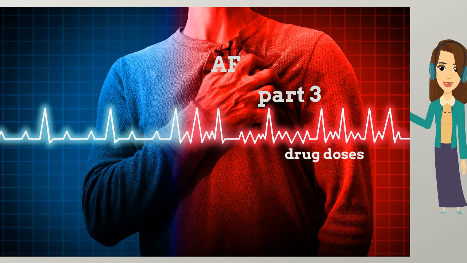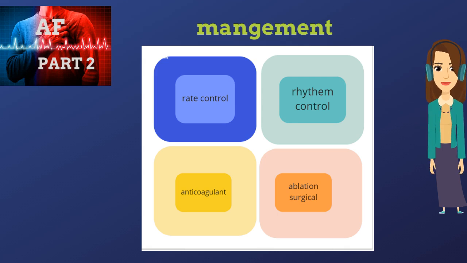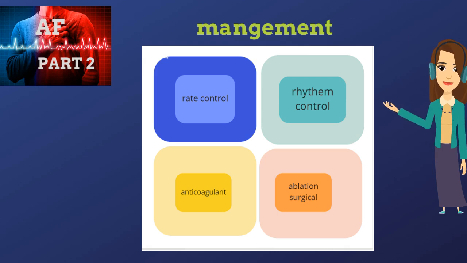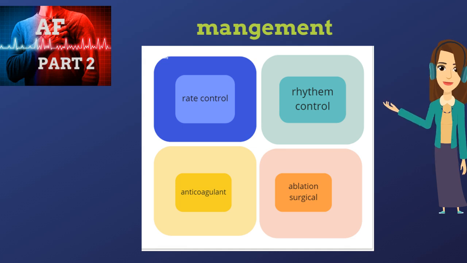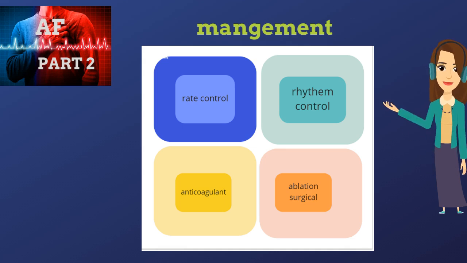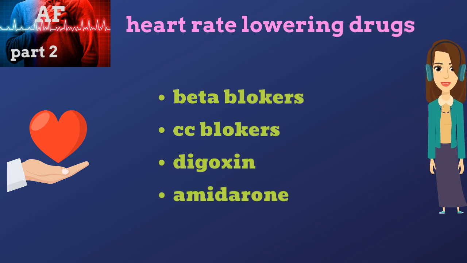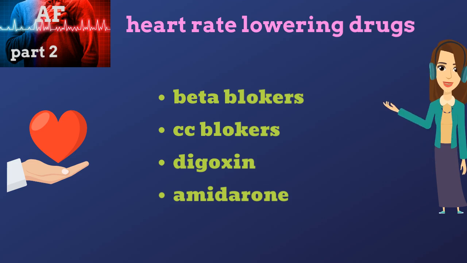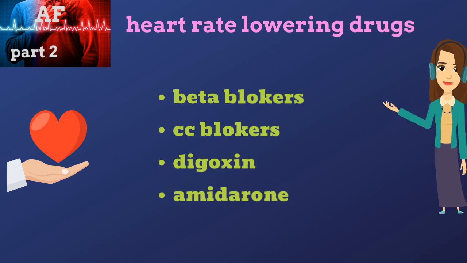Today we will speak about management of AF. So let's start. Management of AF includes heart rate lowering drugs, antiarrhythmic drugs, anticoagulant, and catheter ablation or surgical therapy. Heart rate lowering drugs include beta blocker, calcium channel blocker, digoxin, and amiodarone.